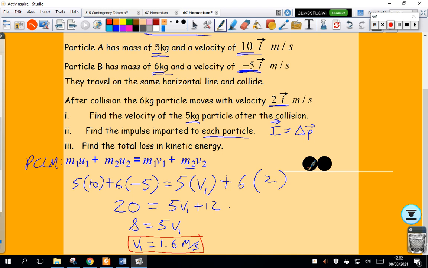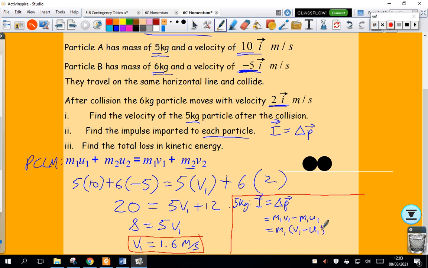Find the impulse imparted to each particle. Let's look at the 5 kilogram particle first. Impulse is defined as being the change in momentum, which is going to be the final momentum, m1v1, minus the initial momentum, m1u1. Notice you can factor out that m, and it's just going to be v1 minus u1.